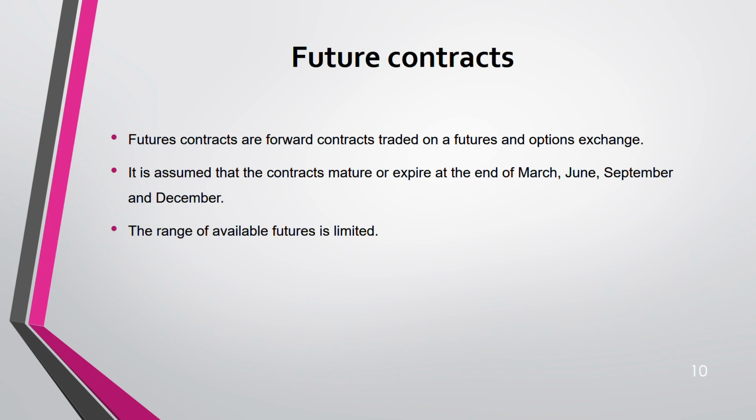The third point you need to know about futures: the range of available futures is limited, as I told you before. Fourth, the exam question gives the contract size, so you don't have to worry about it. The exam will always give it, both for futures and options. When you have both, the contract size is the same for both. This is another advantage and a time saver: once you calculate the number of contracts for the future, you can use the same for the option. You don't have to calculate it twice.